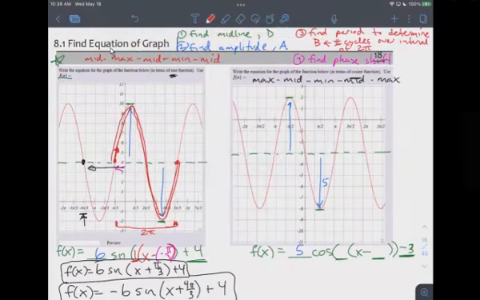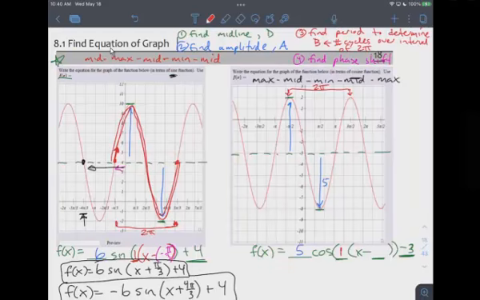If I find the maximum, and I find the total distance here of 2 pi. Well, from negative pi over 2 to 3 pi over 2 is a total of 2 pi. How many cycles of this cosine graph are completed during that interval? Just one, right? From maximum to maximum. So my b value is a 1.